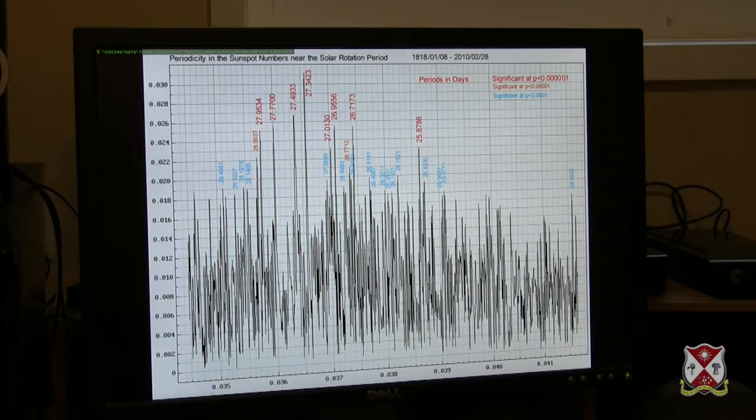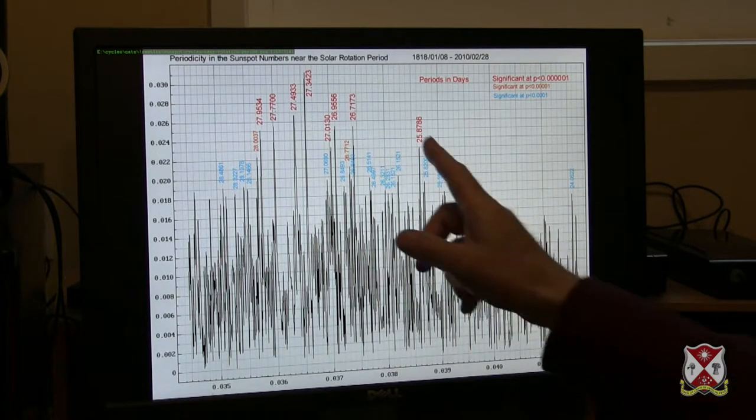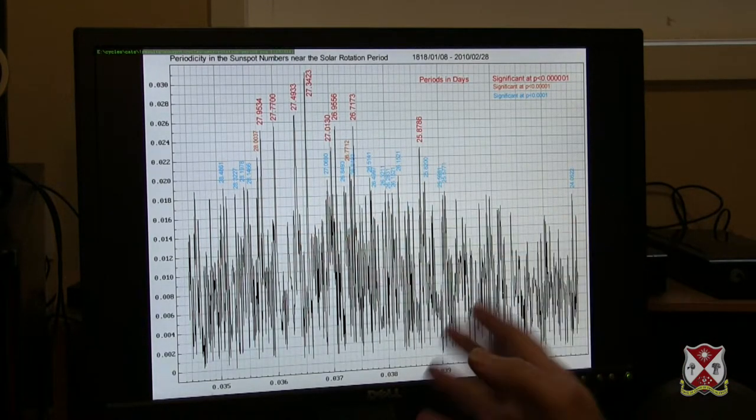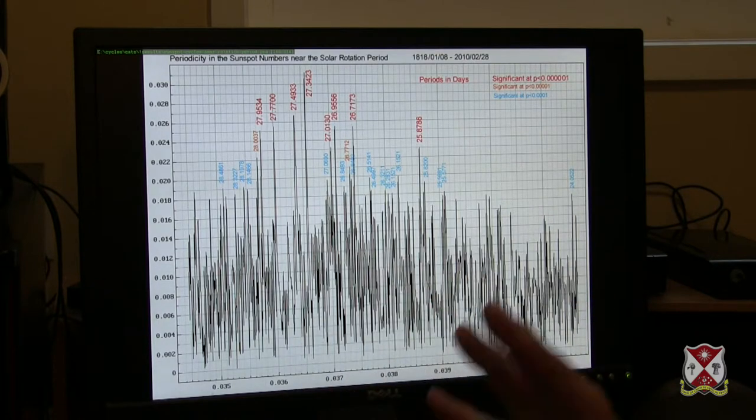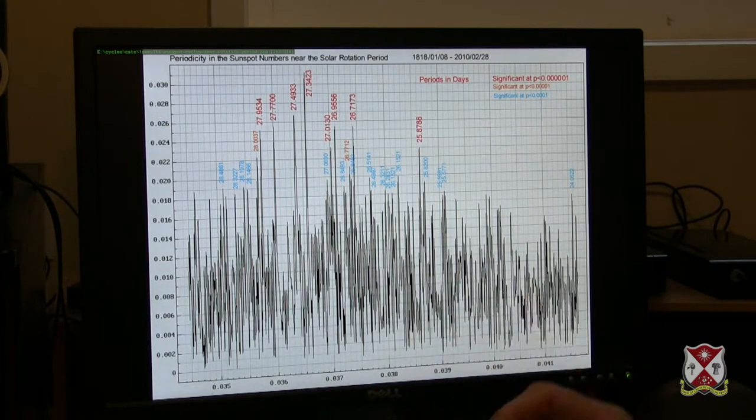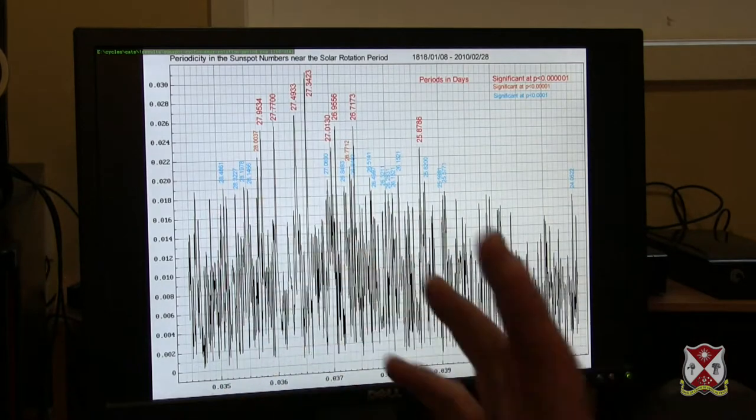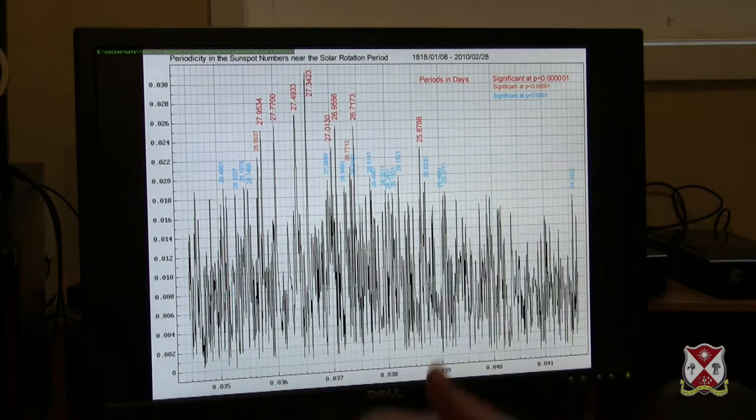It doesn't appear to tie up with the solar cycle. But if we looked at different ones, we may find some pairs which line up with either the 11 or 22-year solar cycle, in which case we would say this pair is really one thing that's being modulated by the solar cycle.